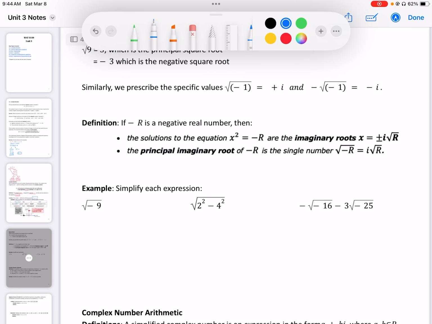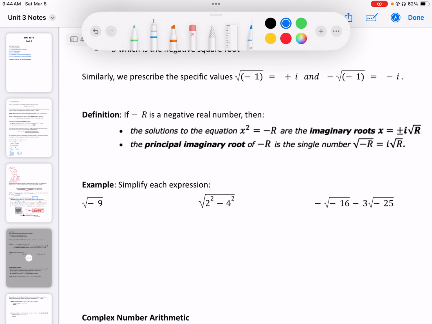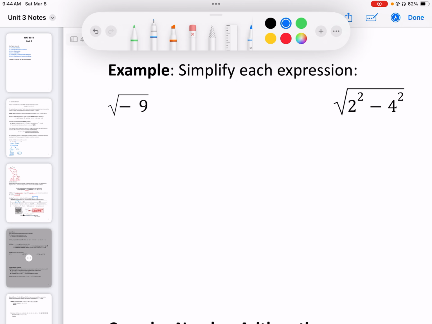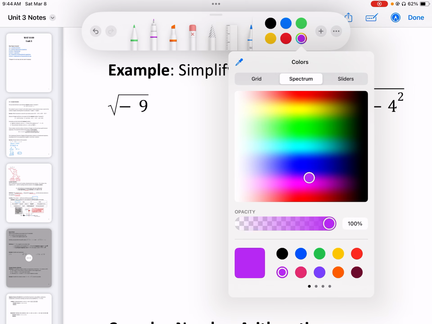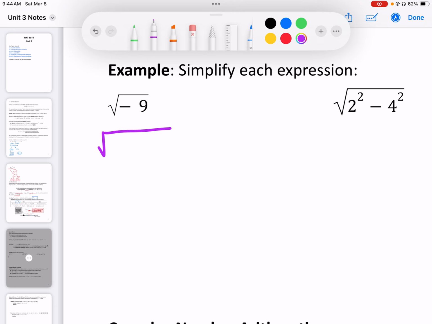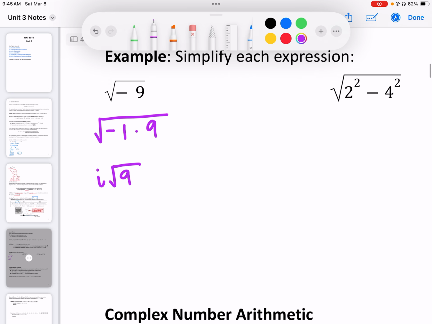Now, if we want to simplify, we can treat the expression very similarly to a positive number. We just want to take out the minus first. So something that you might see is negative 1 times 9, because then you immediately see the negative 1 and you say, oh, okay, I'm going to put that outside as an i. Now you can finish the problem and say, okay, I know that's going to be plus or minus 3, right? The plus or minus coming from the 9.